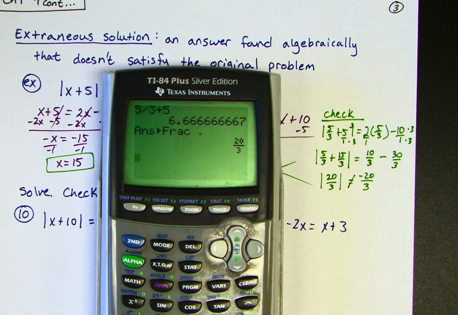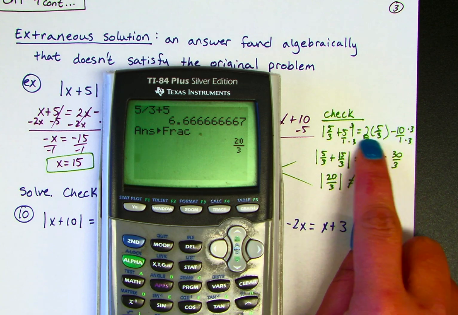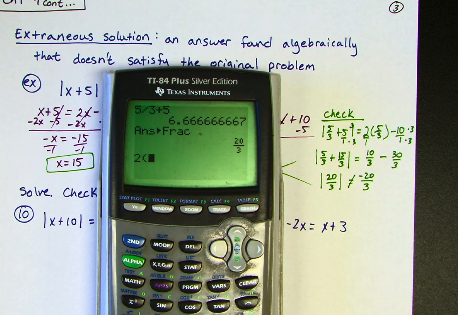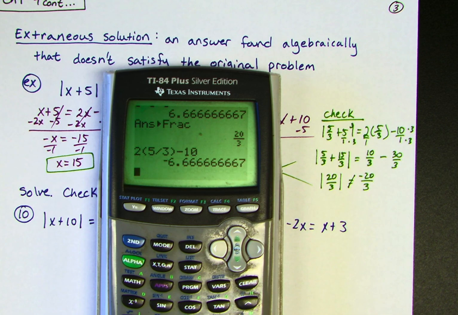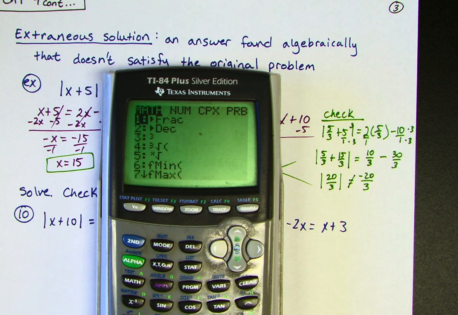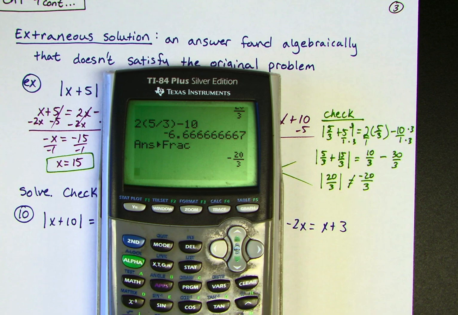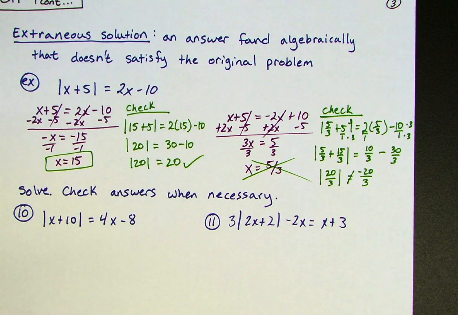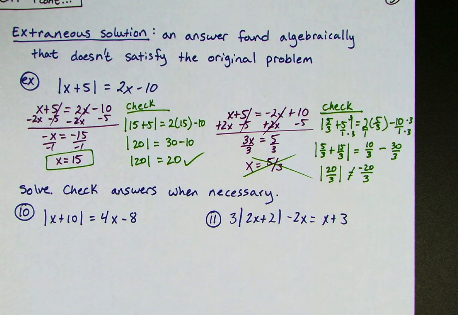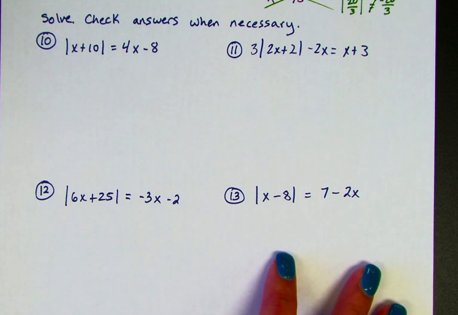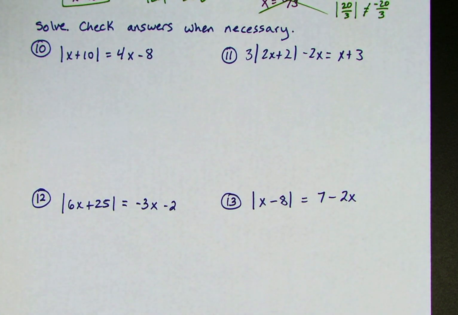Okay. And then on this side, I can also type this whole line in, so 2 parentheses, 5 divided by 3 parentheses, and then minus 10, enter. And then I'm just using my math key to change that back into a fraction. Okay, so you are welcome to use your calculators to help you deal with those fractions. All right, so what I would like you guys to do now is pause the video, go ahead and practice these 4 problems, and then I will work through them.